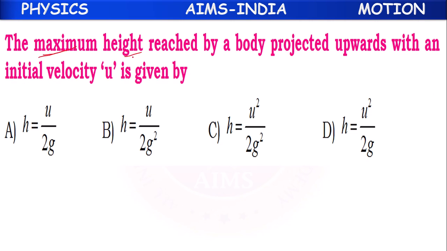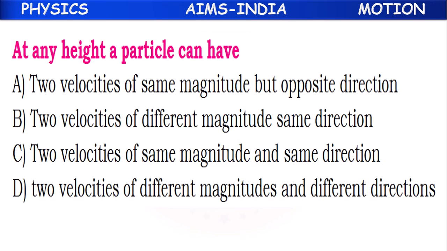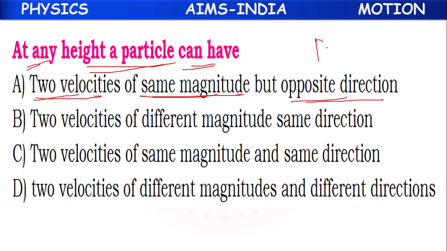Next, the maximum height reached by a body projected upwards with the initial velocity u is given by. So what is the formula for maximum height, children? u square by 2g. So D option, u square by 2g is the correct answer. At any height, a particle can have, as we have just told, two velocities of the same magnitude but opposite direction. One velocity is upward, one velocity is downward. So option A is the correct answer.